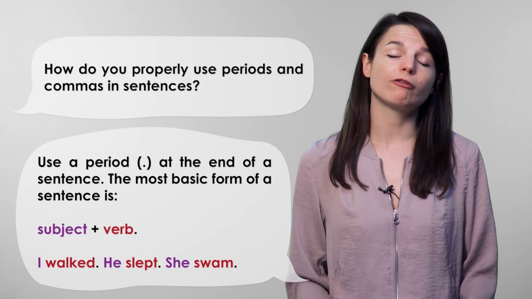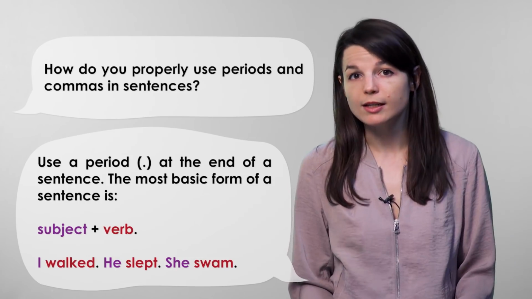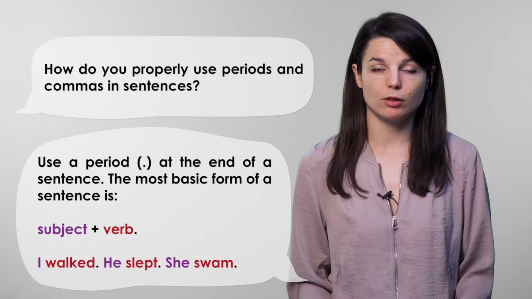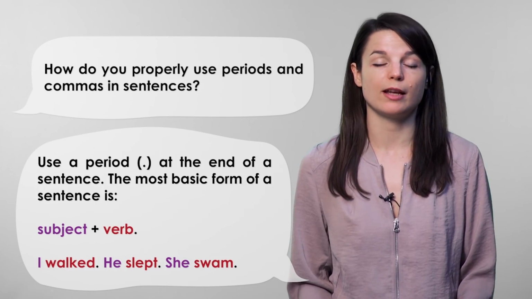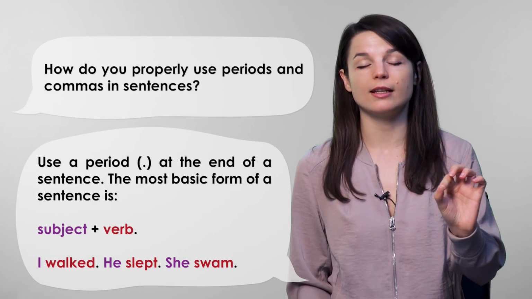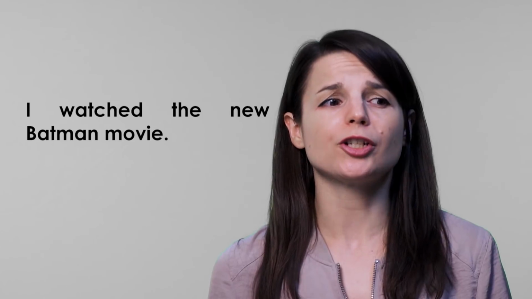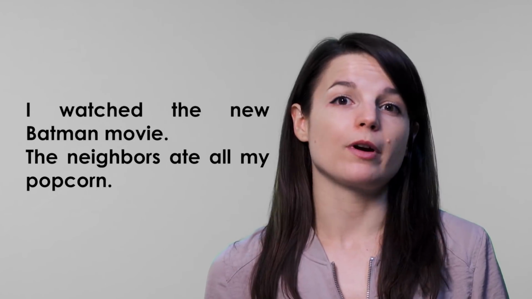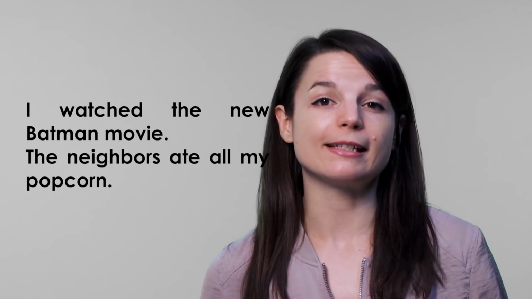In the most basic form, a sentence is a subject and a verb. So like I walked, or he slept, or she swam, for example. We put a period at the end of a sentence. I watched the new Batman movie. The neighbors ate all my popcorn. So those are more like complex sentences.